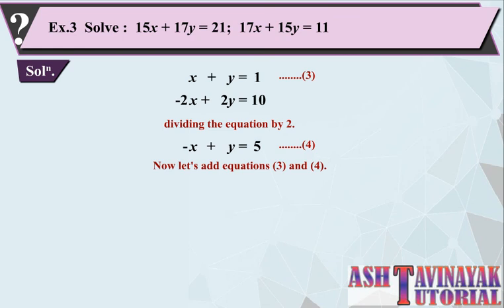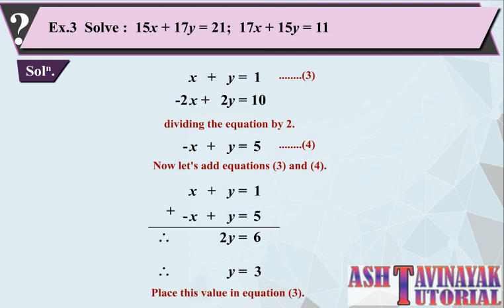Now, let's add equations 3 and 4. x plus y is equal to 1 plus minus x plus y is equal to 5. Therefore, 2y is equal to 6. Therefore, y is equal to 3. Place this value in equation 3.